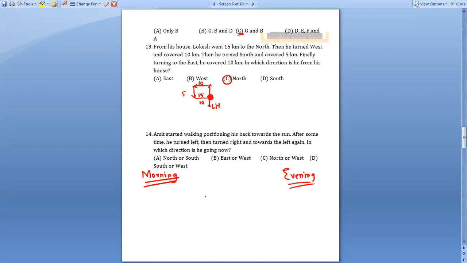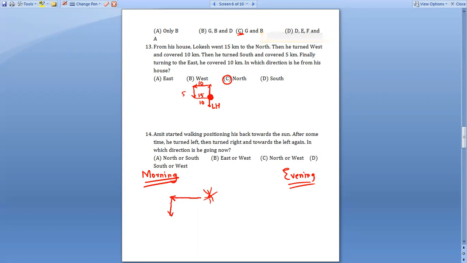So in the morning, sun is on the east. So this is the sun, position of the sun. Sorry, it doesn't look like a sun. So this is the position of the sun. Now Amit started walking, positioning his back towards sun. That means he's walking towards west. After some time, he turned left. So his left is downwards.